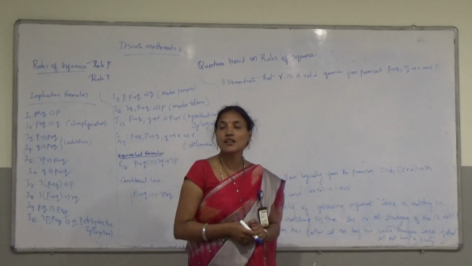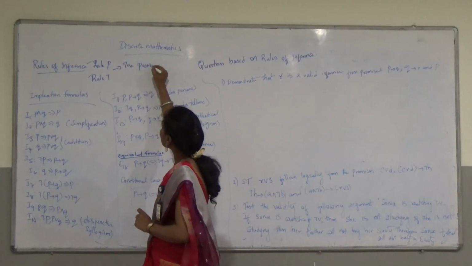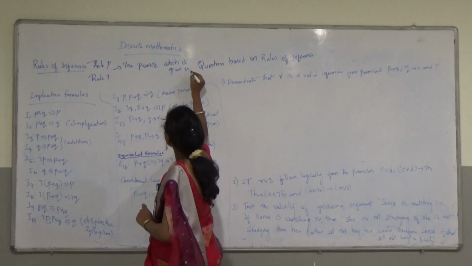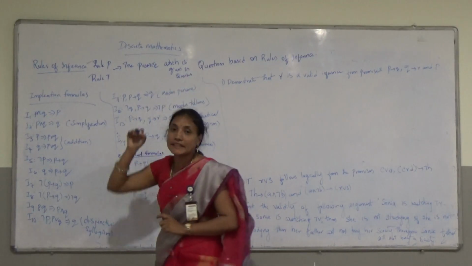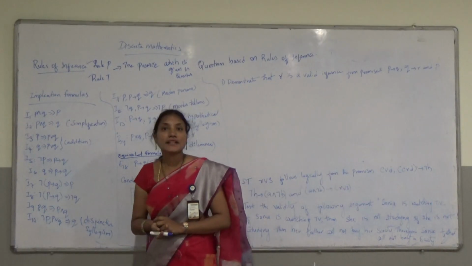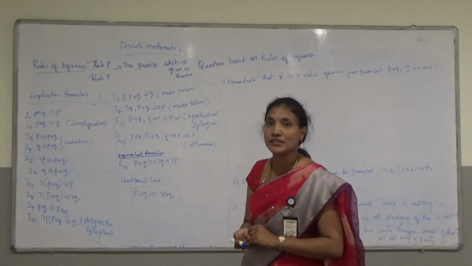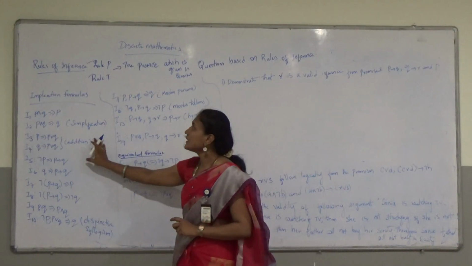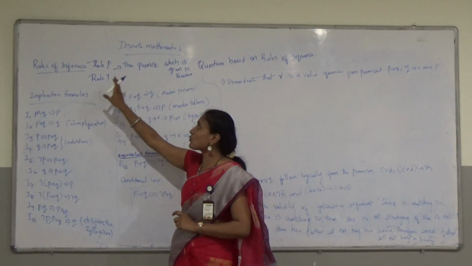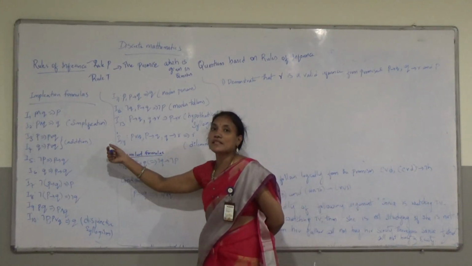One is rule P. Rule P is nothing but the premise which is given in the question, and it can be derived at any point. Whereas rule T is when the premises which we are considering are used to infer a conclusion by using tautological formulas or implication formulas. That is, rule P can be derived at any point, while rule T should be inferred from a formula. There are different implication formulas and equivalent formulas.